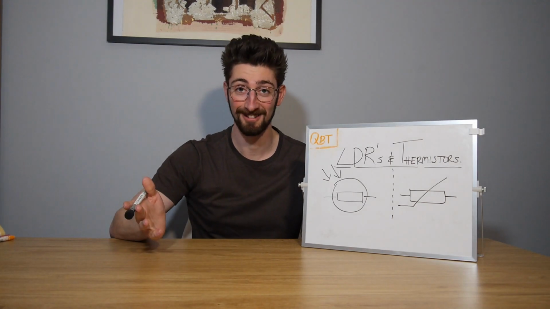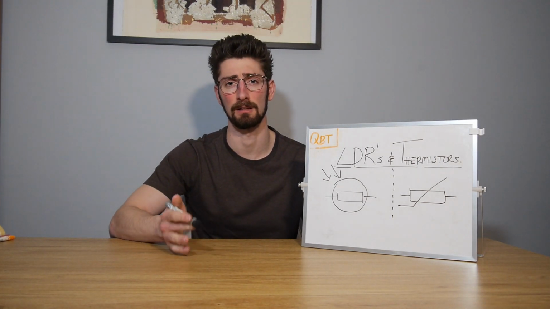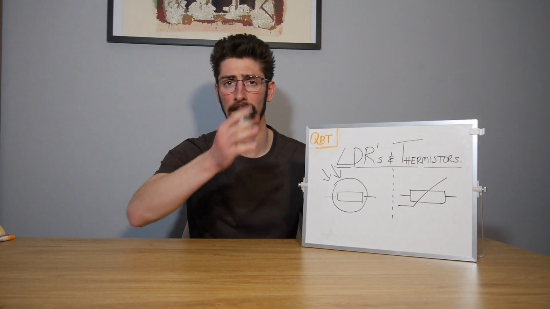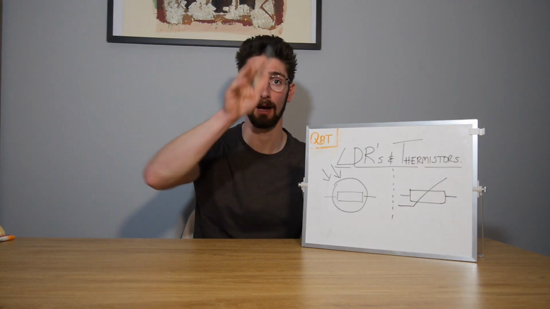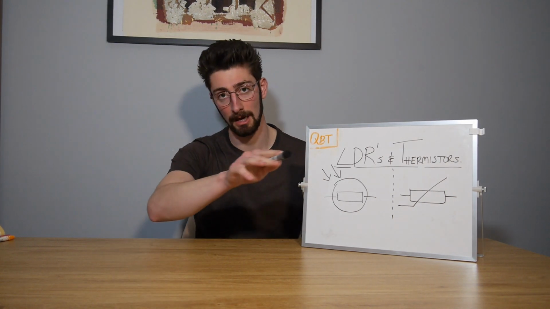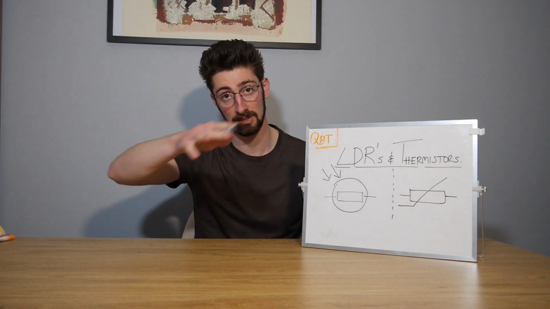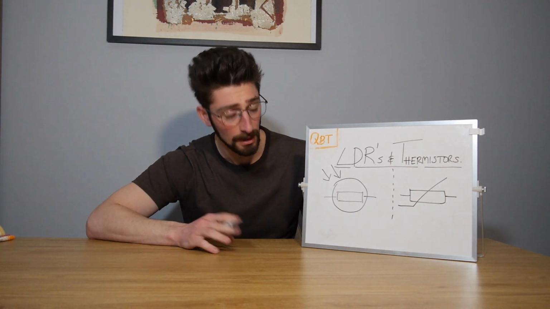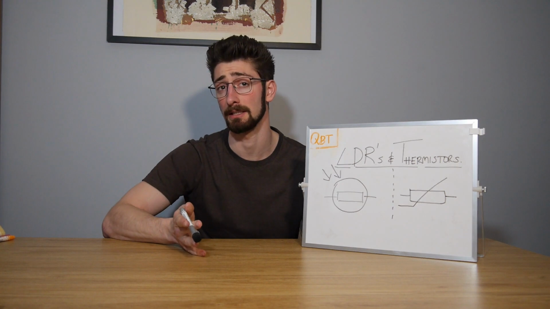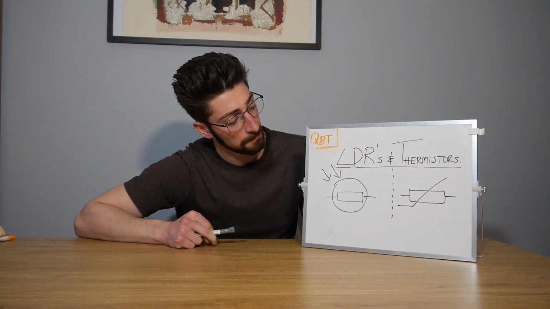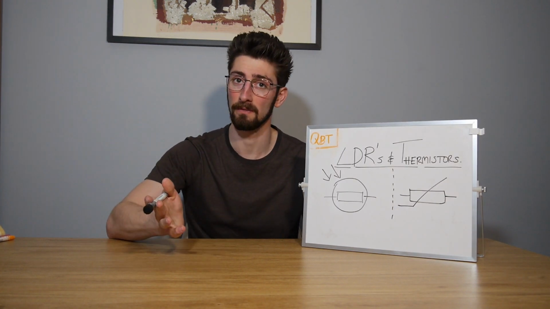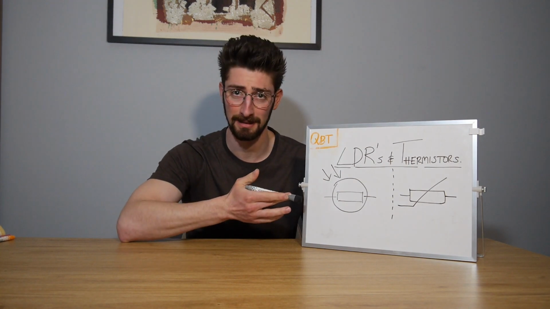I hope that helped you understand LDRs and thermistors a little better and how that relationship is happening in that curve. As both light intensity and temperature increase, resistance decreases. It's nice that they're both the same, so it's relatively easy to remember. That's it for this video. Hopefully it helped you understand this a bit better.